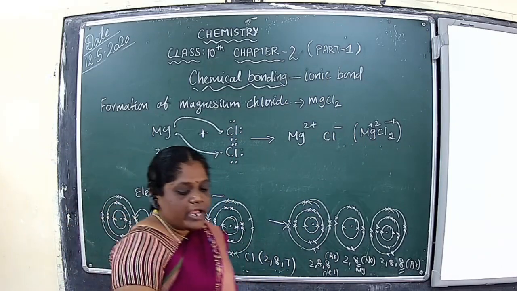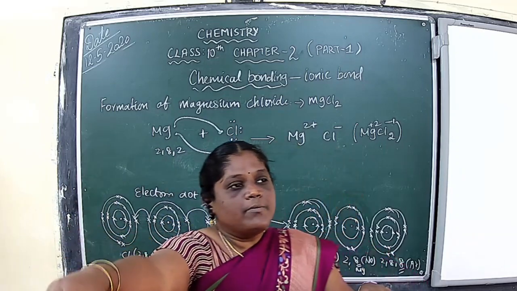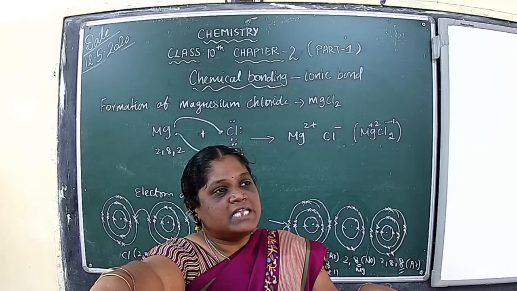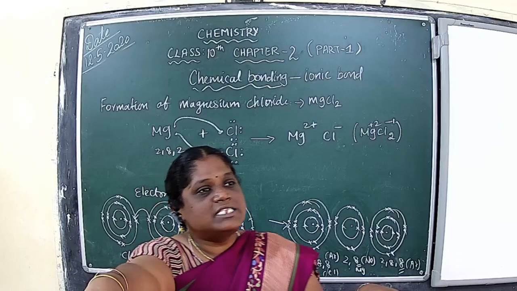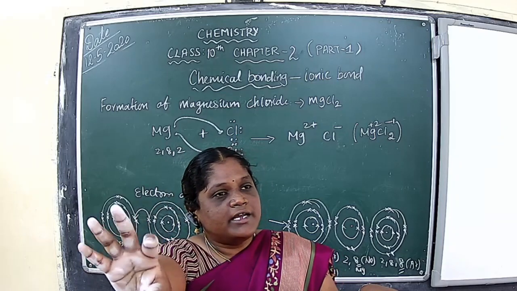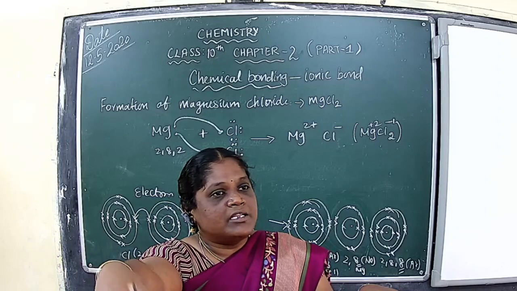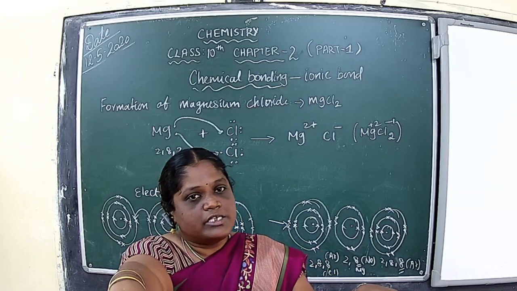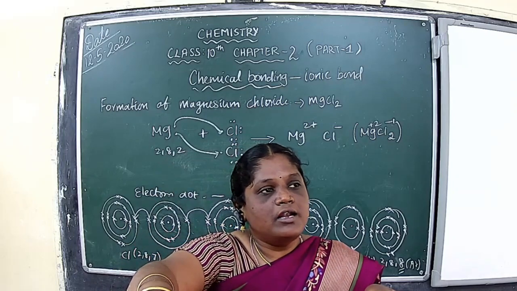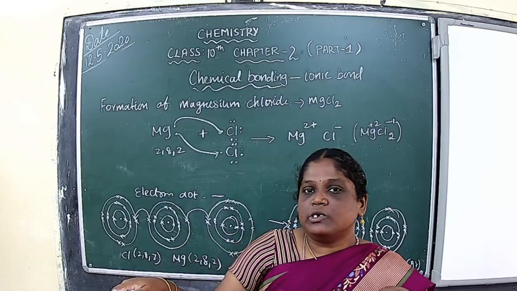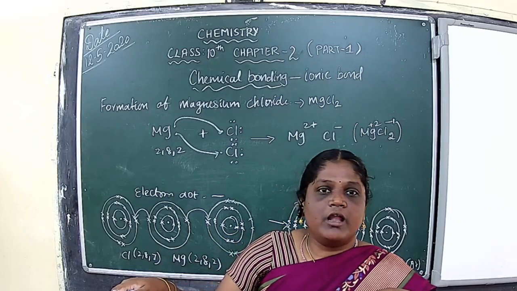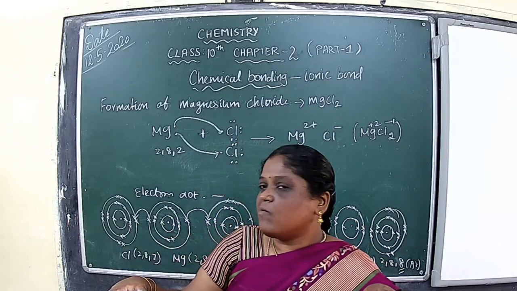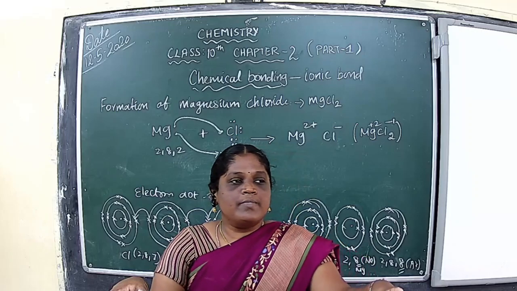For homework, you can do the structures at home: formation of sodium chloride and formation of calcium oxide. You have to first write the electronic configuration, then the electron dot structure, then the ionic structure. Understood? Practice, then only you will get it. I hope you understood the introduction of chemical bond, what is chemical bond, and the types of chemical bond. First chemical bond is ionic bond. Thank you.